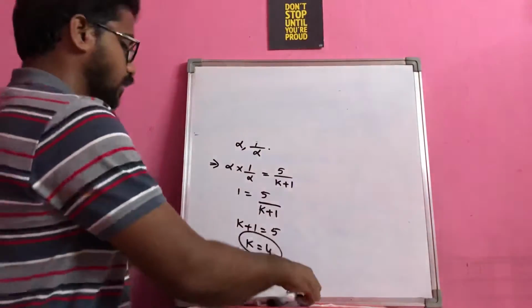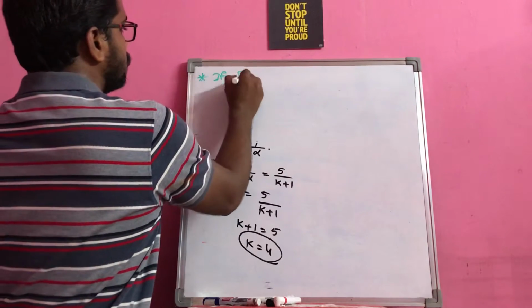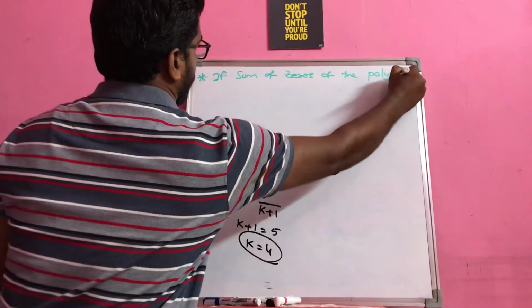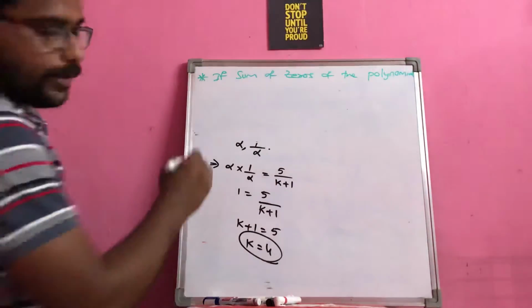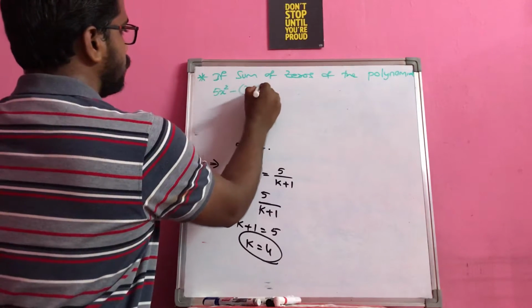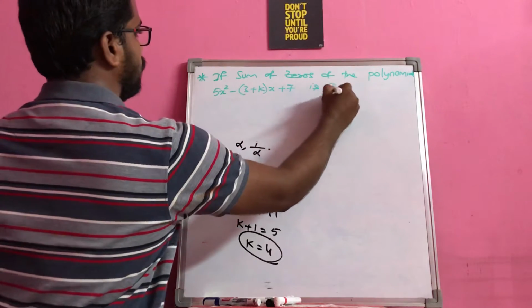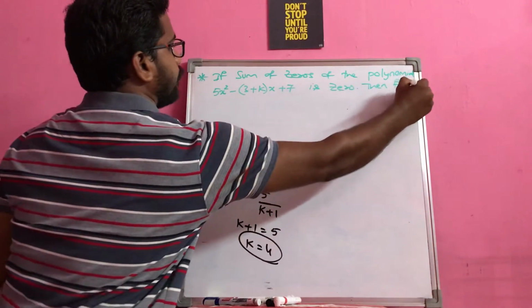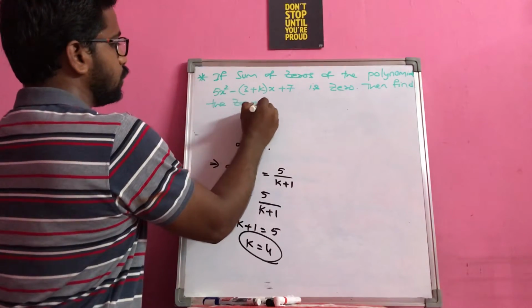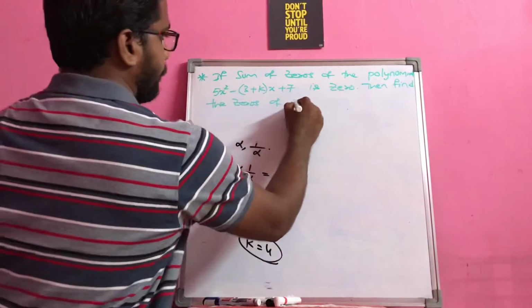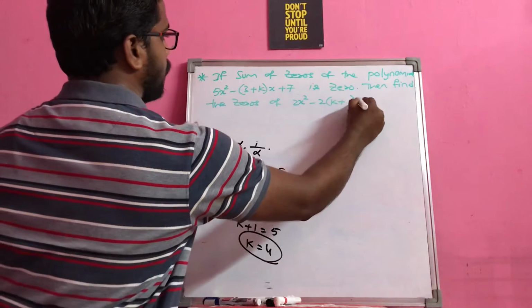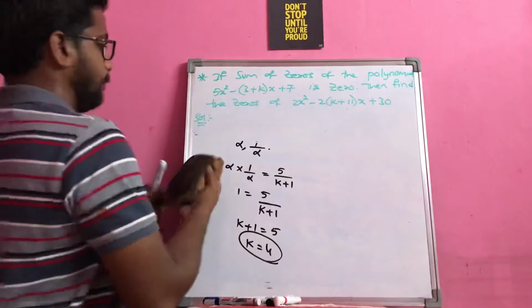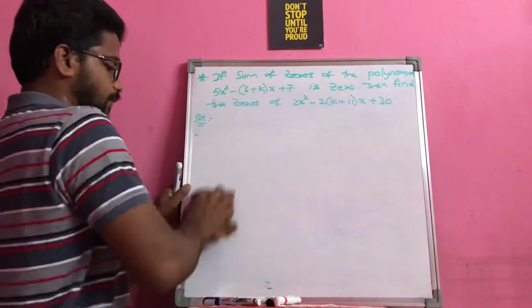Take down this question. If the sum of zeros of the polynomial 5x square minus (3 plus k) x plus 7 is 0, then find the zeros of 2x square minus 2 times (k plus 11) into x plus 30. That is, 2x square minus 2(k plus 11)x plus 30, right?